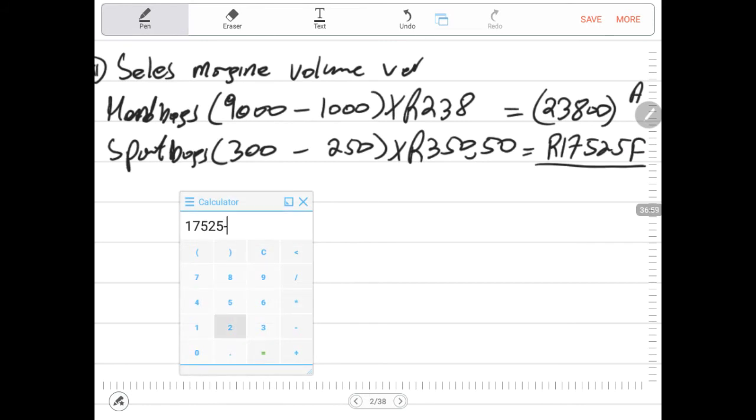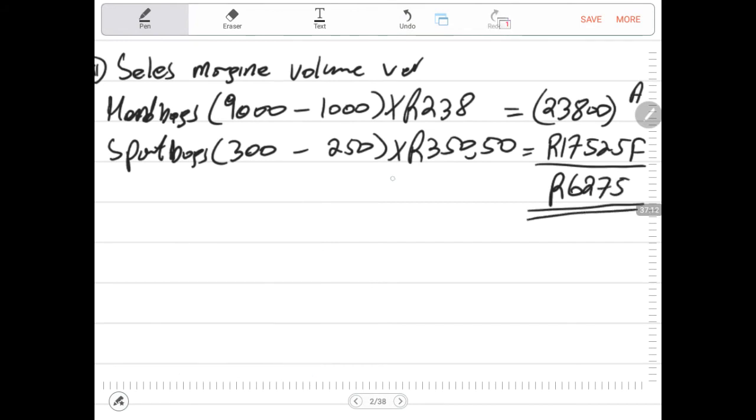Then we say minus 23,800. Then it gives us 6,275. So we draw a line here, and this will give us the total variance, a total of 6,275. So that is our sales margin volume variance that we are talking about.